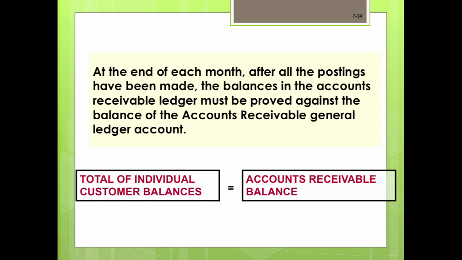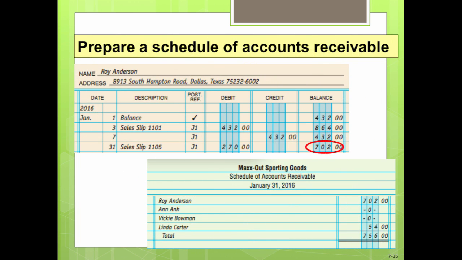Now, the schedule of accounts receivable is simply a list of all of your customers and how much they owe. Okay, so at the end of each month, after all the postings have been made, the balances in the accounts receivable ledger must be proved against the balance of the accounts receivable general ledger account, and they must equal. So the total of individual customer balances must equal the accounts receivable balance. Okay, the schedule of accounts receivable is particularly important to a business owner or credit manager to keep track of how much money someone owes the company and for how long that amount has been outstanding.